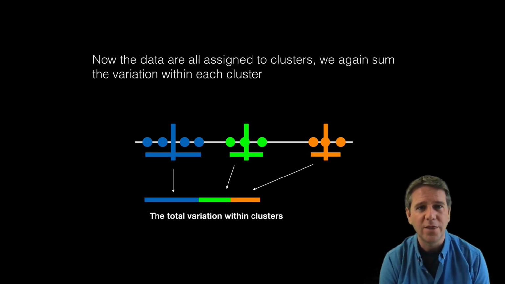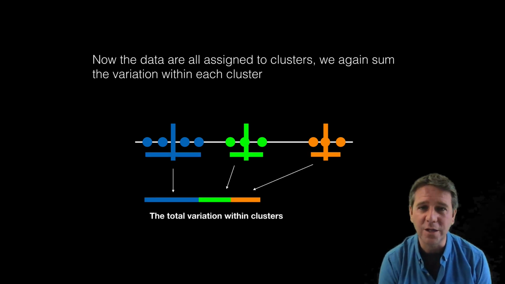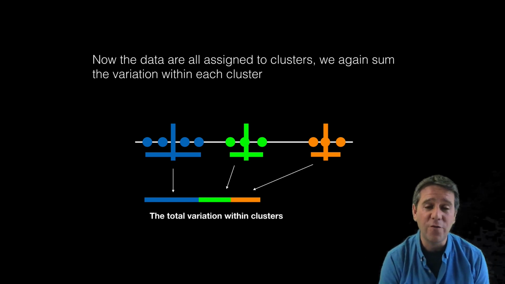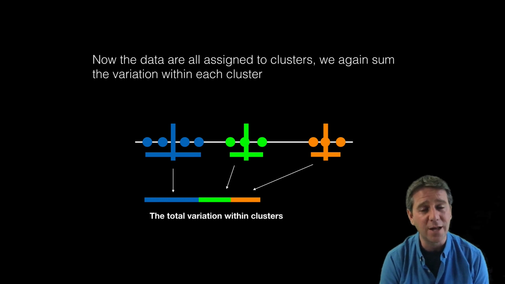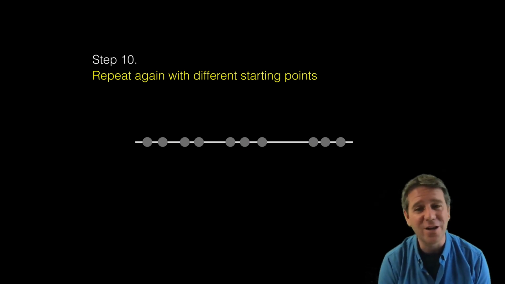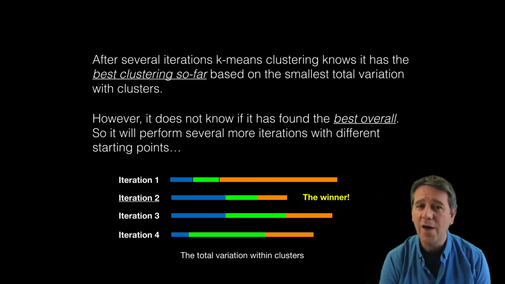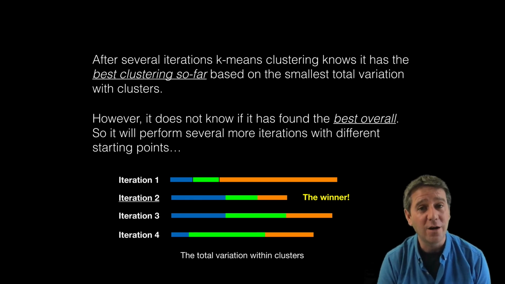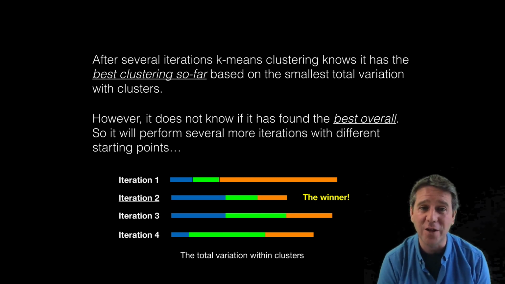Then once all the data is assigned to the clusters, we again sum the variation within each cluster here, and we get a value for that. Take all these horizontal lines, add them together, take that sum of within cluster variance, and you guessed it, repeat all over again in another iteration with new initial cluster representatives. So after several such iterations, k-means clustering will know which is the best result so far, based on that smallest total variation within clusters value.